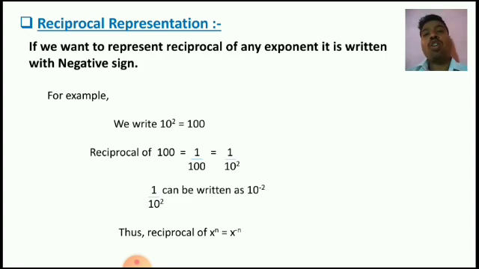Thus the reciprocal of x raised to n is x raised to minus n. So if we want to represent the reciprocal of any exponent, it is written with the negative sign. x raised to n is a number, so the reciprocal of x raised to n is x raised to minus n.